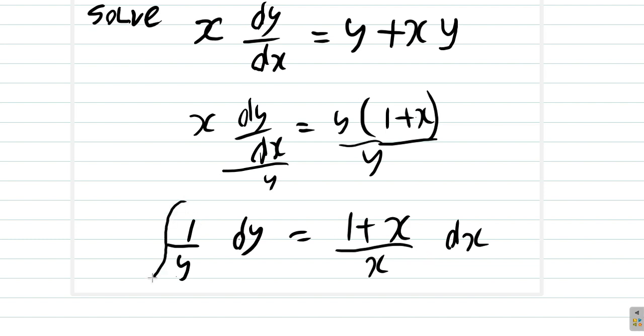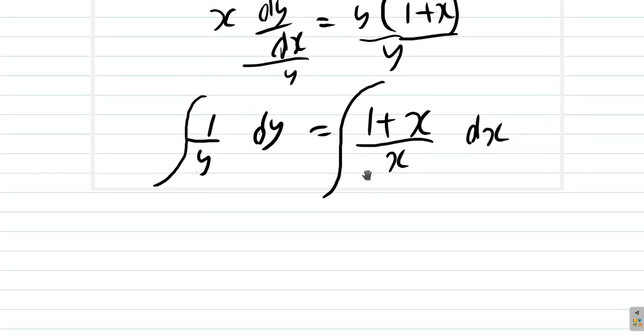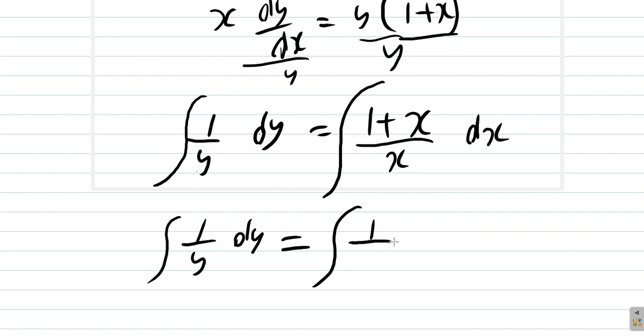So you're going to integrate 1 over y dy equals the integral of 1 plus x over x dx. Let's rewrite this right hand side here. You have the integral of 1 over y dy equals the integral of 1 divided by x plus x divided by x dx. Well then x divided by x is 1. So let me erase this and put 1. Alright, so that's what we have. Seems like we're ready to integrate now.